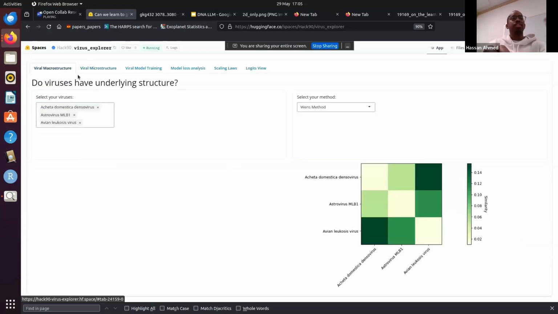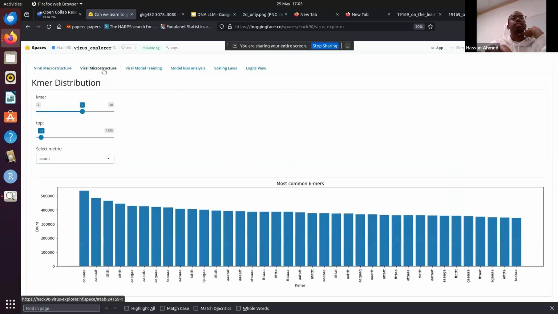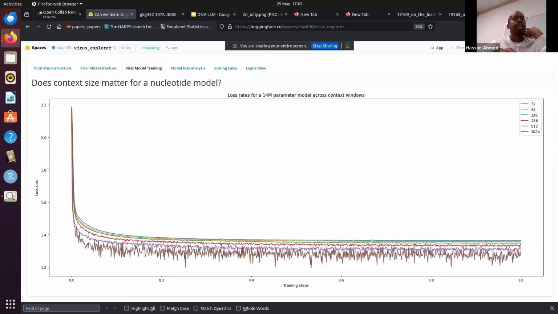So we did analyze the viruses, we looked at the underlying structures, and then we started the training of the models. So the first question we asked is, does context size matter for a nucleotide model? If we increase the amount of context the model sees, controlling for the model size and the rest of the hyperparameters, does it actually result in a better model? Hopefully we answered that with a definitive yes, I think. But essentially, the more the model can see, the better.